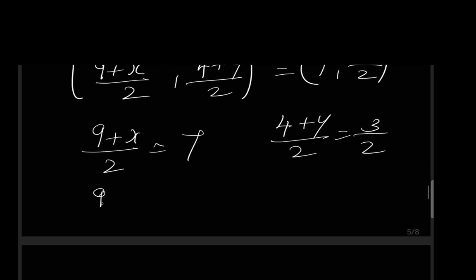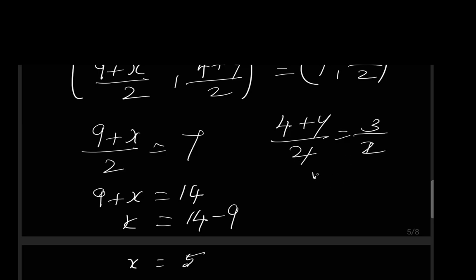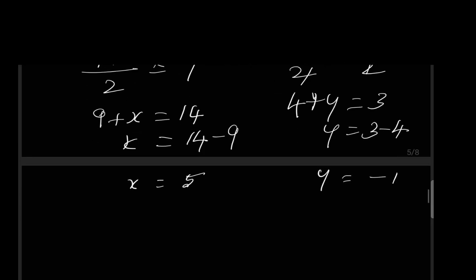So cross multiply. 9 plus x is equal to 14. So x is 14 minus 9. So x equal to 5. Here this denominator you can cancel. So 4 plus y is equal to 3. So y equal to 3 minus 4, and y is equal to minus 1. So we got the value of x and y. So the coordinate of D is (5, -1).